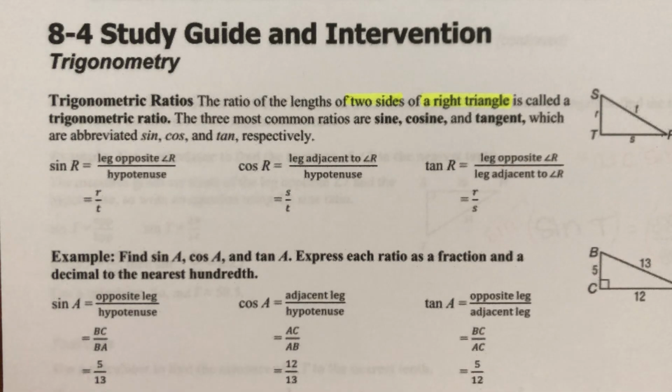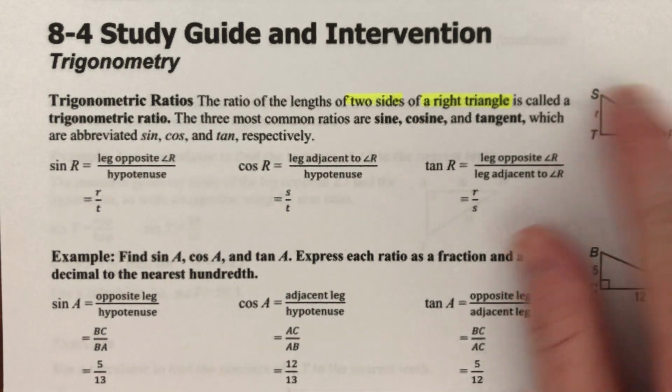Okay, in this lesson of chapter 8, we're going to start talking about some trigonometry. That word is a lot scarier when you're not familiar with it, but hopefully this will give you a good introduction into trig a little bit. So it says trigonometric ratios, the ratio of the lengths of two sides of a right triangle.